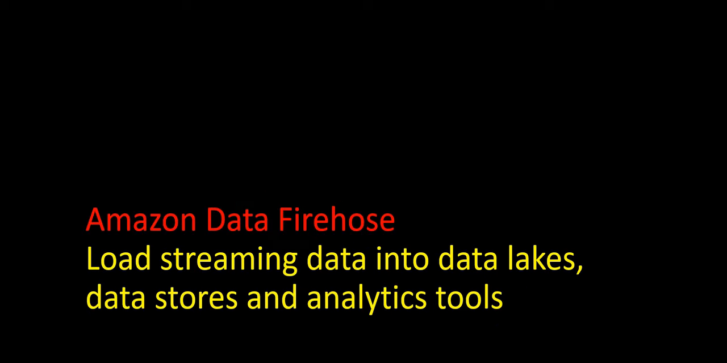What does Amazon Data Firehose do? It loads streaming data into data lakes, data stores, or any other analytics tools. Basically, Firehose works as a delivery service, just like the delivery boys on Zomato or any other online site. It works as a delivery agent for data. It takes the data from the streams and delivers it to any storage.